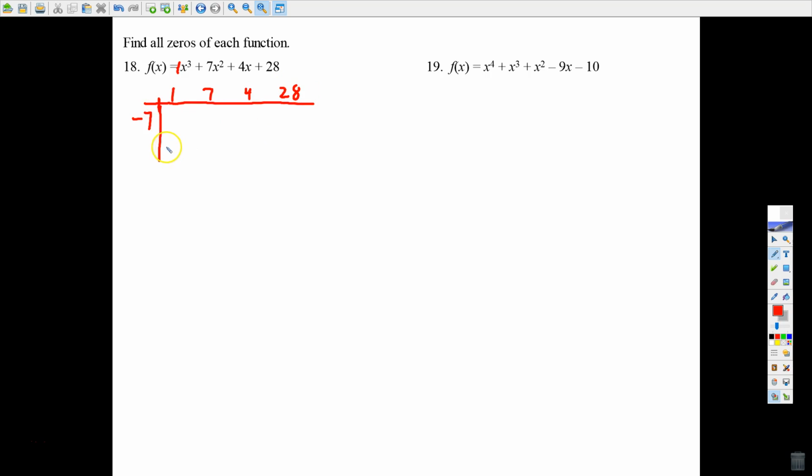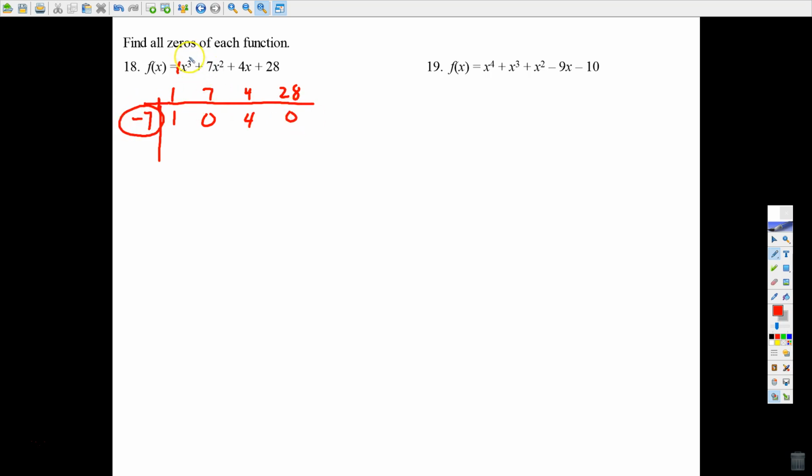And whatever you can do on the exam to save yourself time is to your benefit, obviously. So we still need to do the synthetic division part, but we know what number works to start with. So here I am, 1 times -7, -7 plus 7 is 0. That makes 0 when I multiply. 0 plus 4 is 4. And then when I multiply here, I get -28 plus 28 is 0.